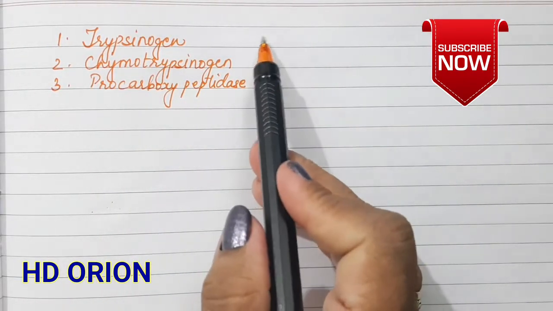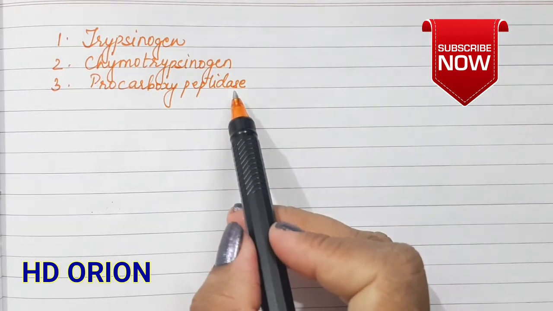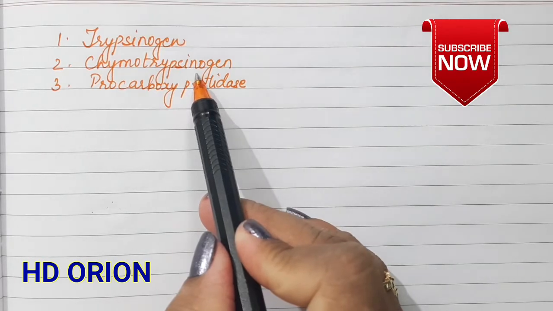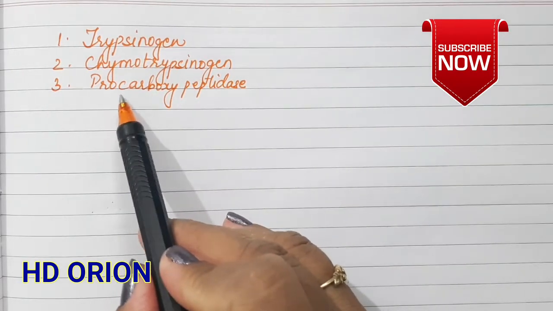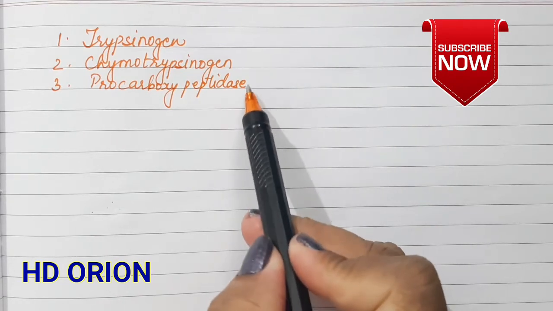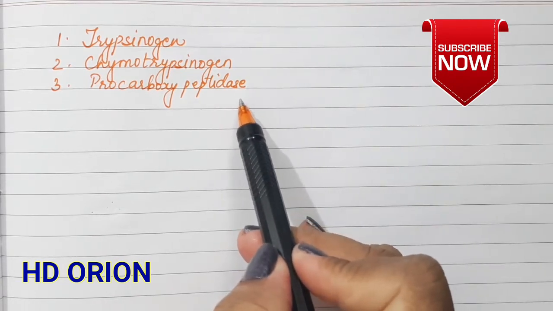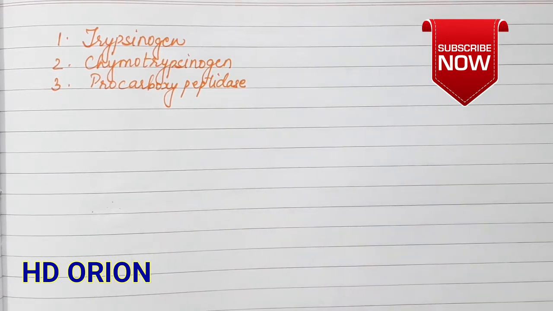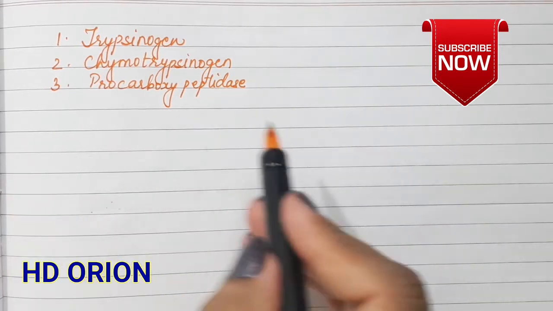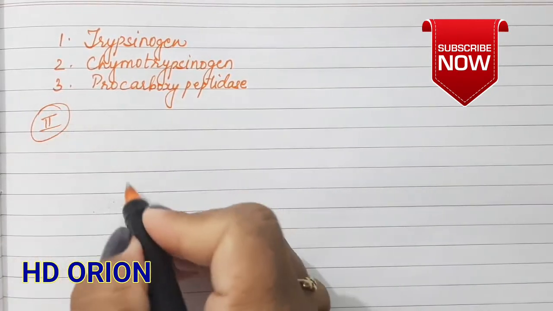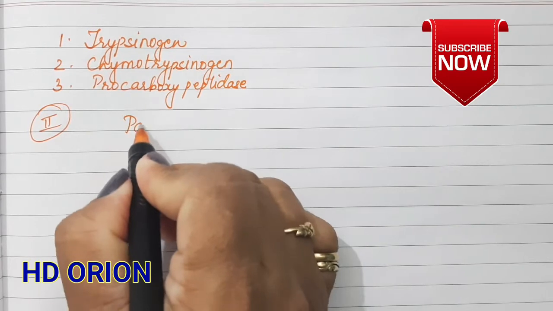All the three work on the proteins and break them down. Out of these, trypsinogen and chymotrypsinogen are endopeptidases, and the last one, the procarboxypeptidase, is the exopeptidase. So they will work on protein and break it down further into smaller fragments. This is present in the pancreatic juice. Now the next enzyme that is present, we were talking about the protein part. Now the second type of enzyme that is present are pancreatic amylase.